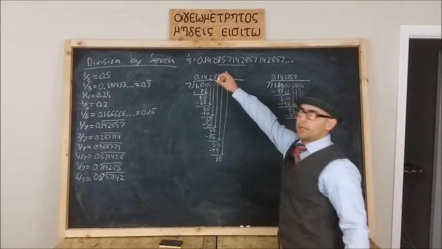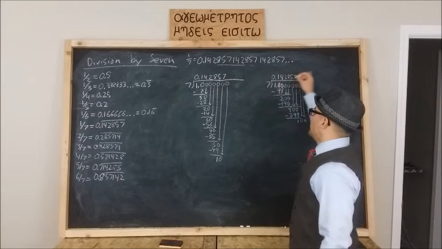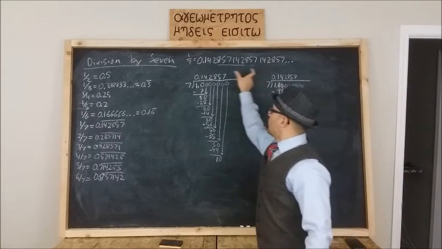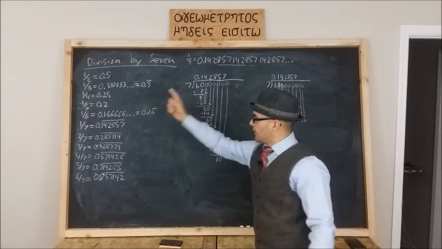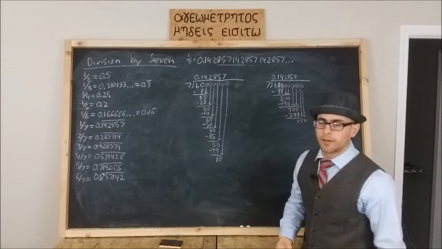All right? So again, instead of memorizing each one of these separately, just remember the pattern. 14, 28, 57. And then it's just a matter of where do I start? Which digit do I start on? And boom, you have your answer.